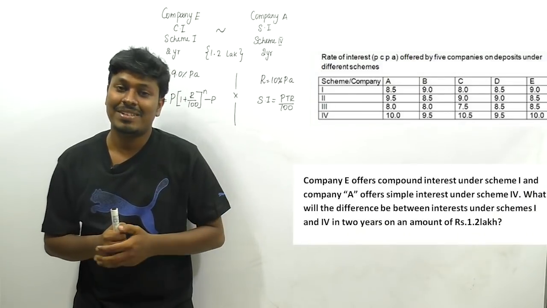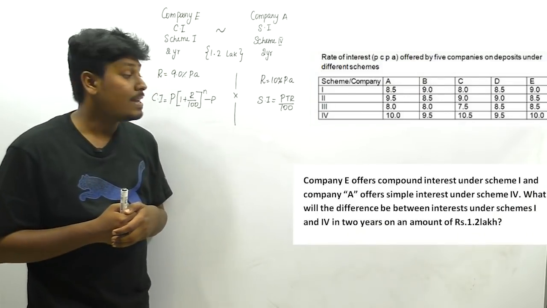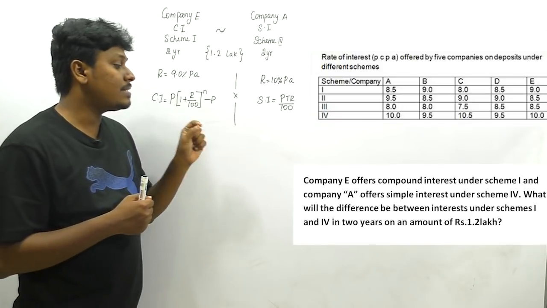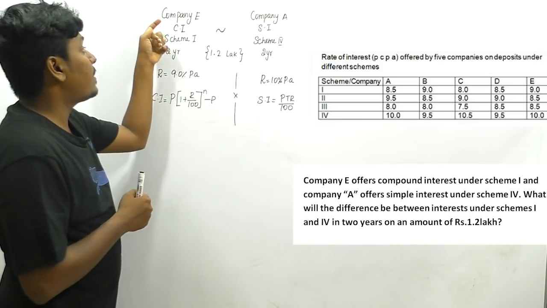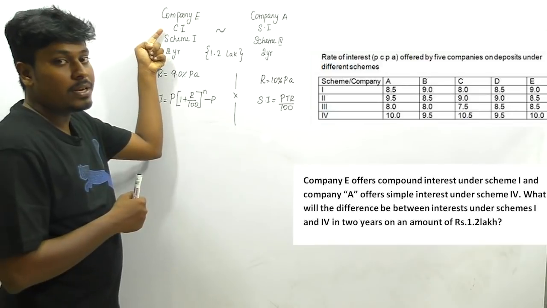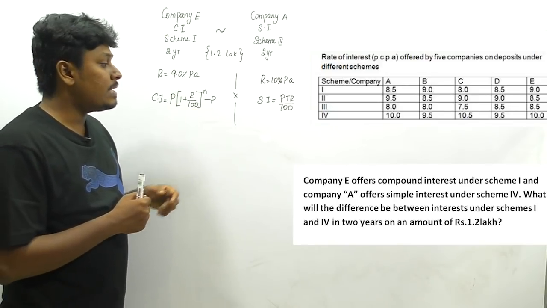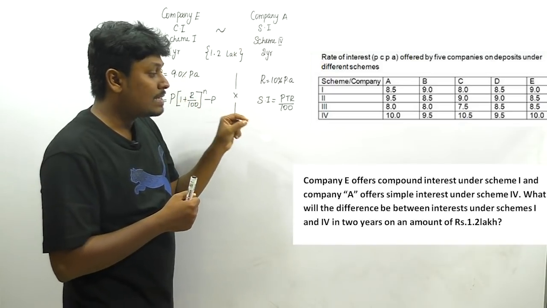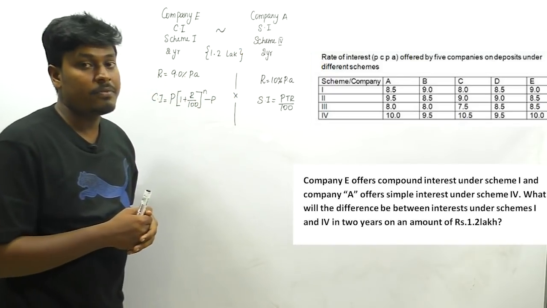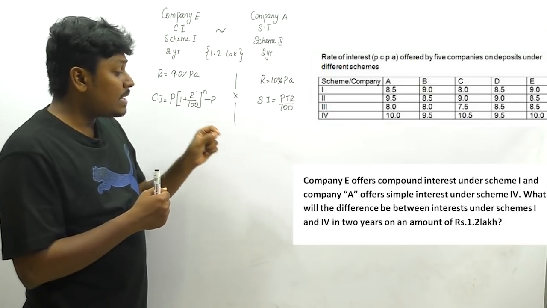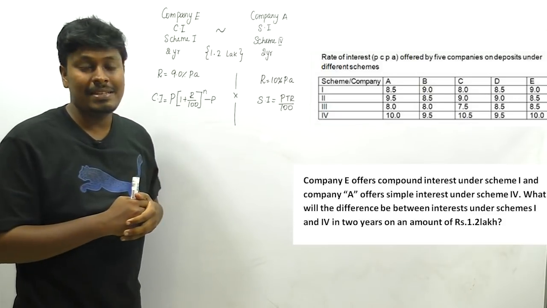Let me move on to the first question of this table chart. So see here, friends, company E is offering compound interest in scheme number 1, and also for 2 years. Similarly, company A is offering simple interest in scheme number 4 for the same duration, that is 2 years. We need to calculate what is the difference in the interest.